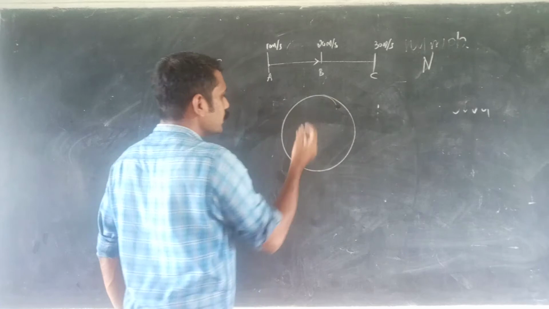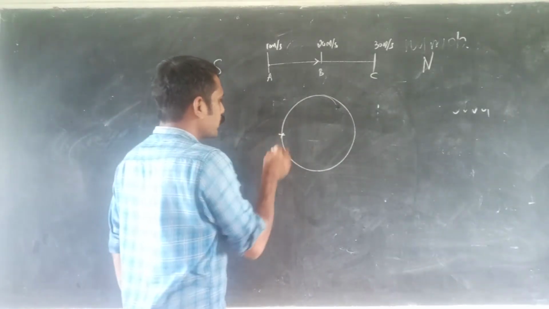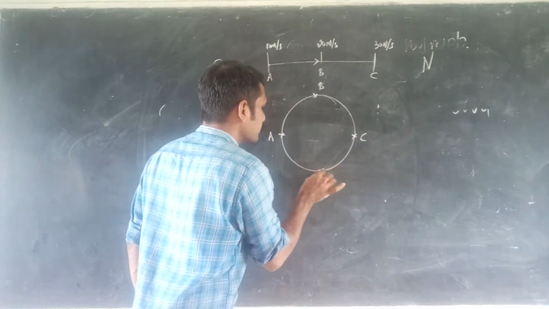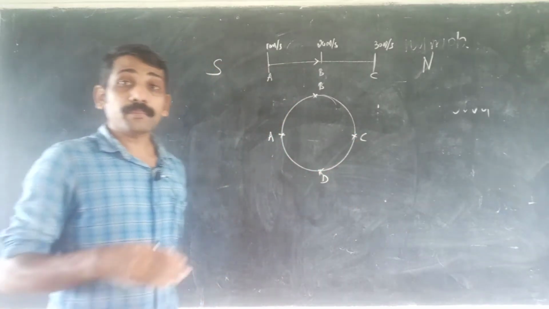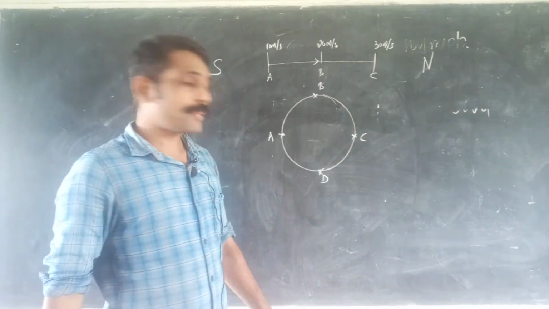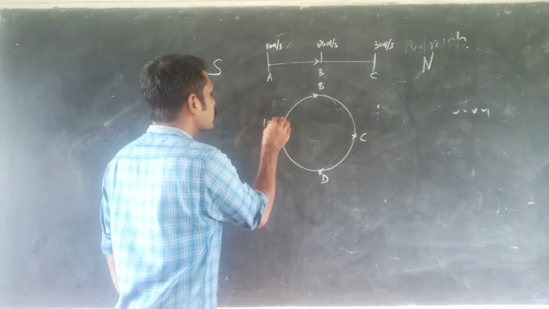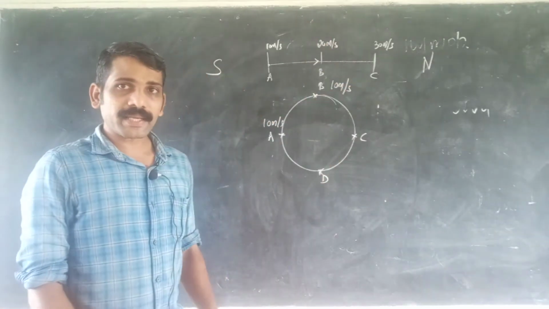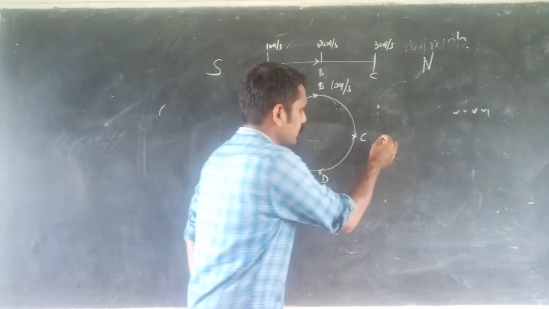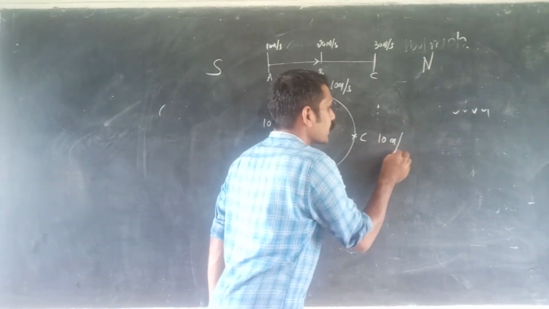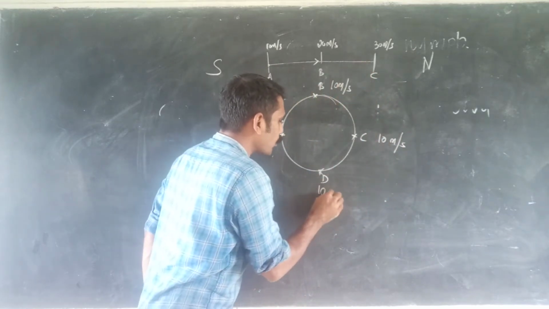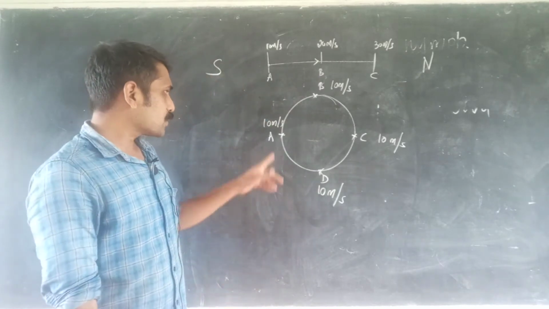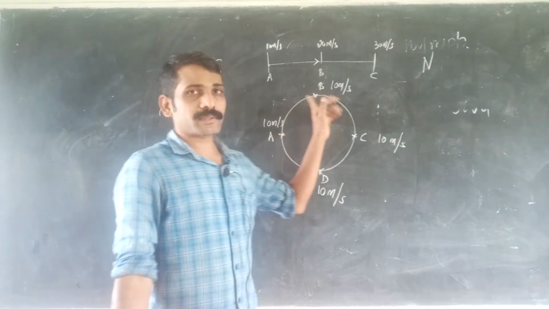Suppose a body is moving on a circle. Points A, B, C, D. We have to find direction and magnitude. At A, suppose the velocity is 10 meter per second. At B, the velocity is also 10 meter per second. In 1 second, the object moves 10 meter. At C, the object moves 10 meter in 1 second. At D also, the object moves 10 meter in 1 second. 1 second, 10 meter. So at all points, its velocity magnitude is constant.